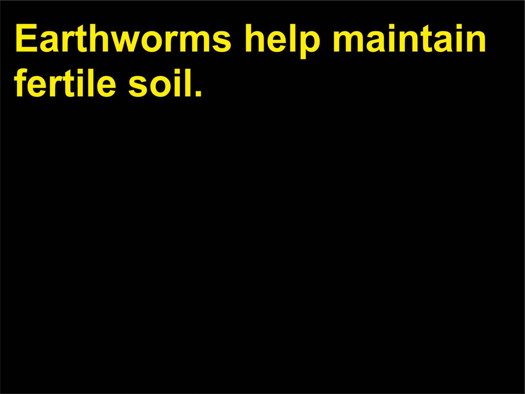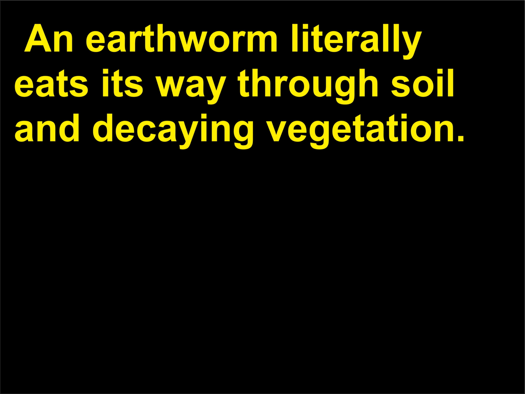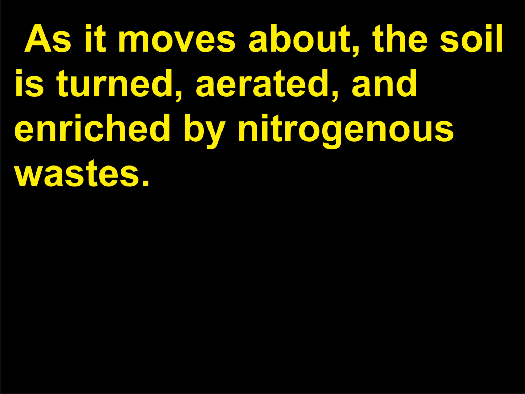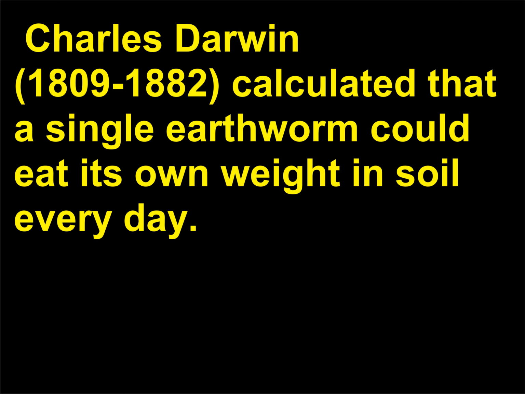Earthworms help maintain fertile soil. An earthworm literally eats its way through soil and decaying vegetation. As it moves about, the soil is turned, aerated, and enriched by nitrogenous wastes. Charles Darwin, 1809 to 1882, calculated that a single earthworm could eat its own weight in soil every day.